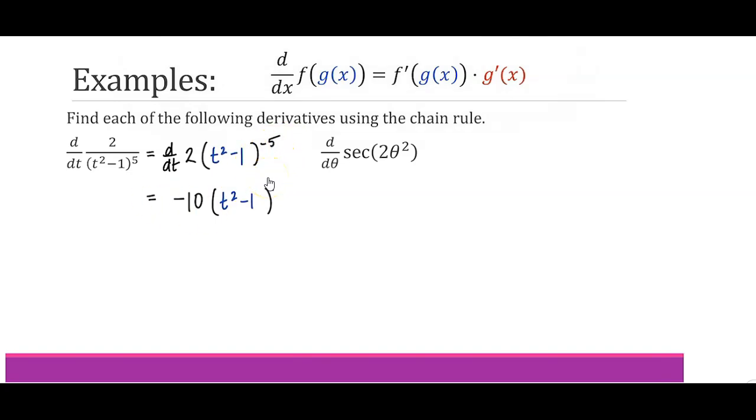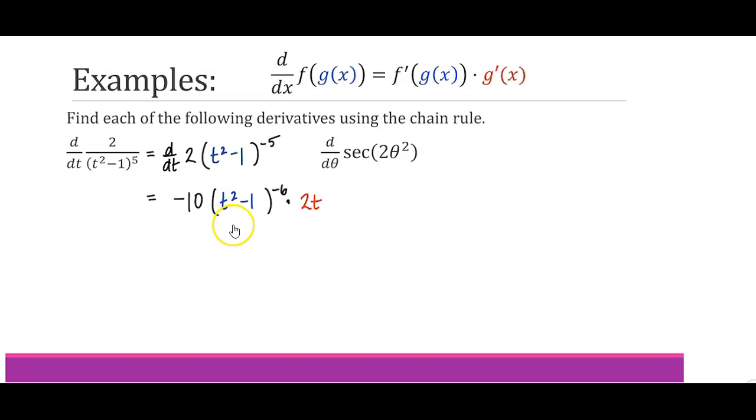We've done the derivative of the outside, leaving the inside the same, and then times the derivative of the inside. So the derivative of the inside in this example is simply 2t. Since this isn't a binomial, it's just one term, I don't need parentheses. So I can leave it as just times 2t without parentheses.